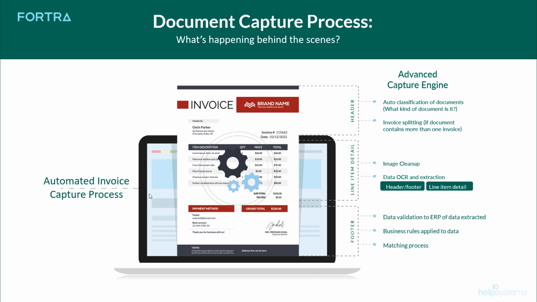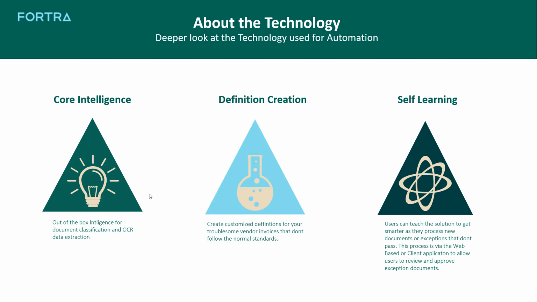It can do image cleanup, data extraction and OCR processing at the header, footer, and line item detail, so removing that manual data entry process from the users. It can do data validation against the ERP system, saying, hey, is this a vendor in the system? Yes or no. And then business rules can be applied as well in matching processes.